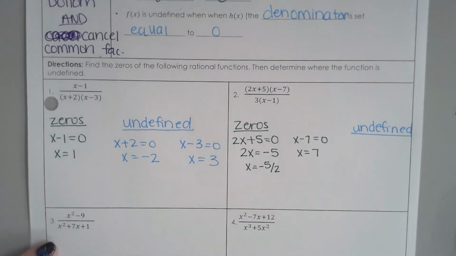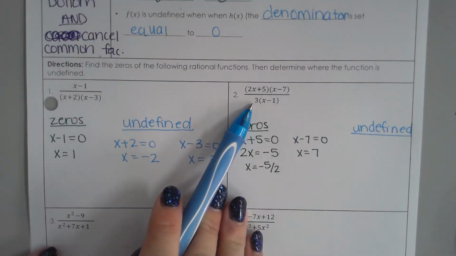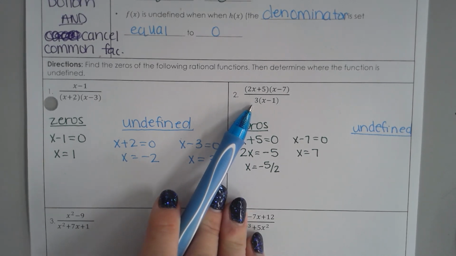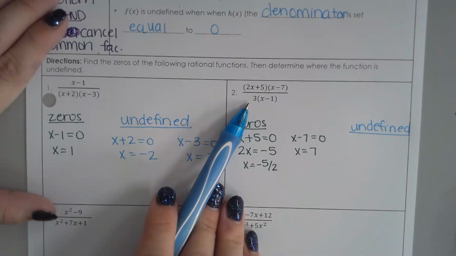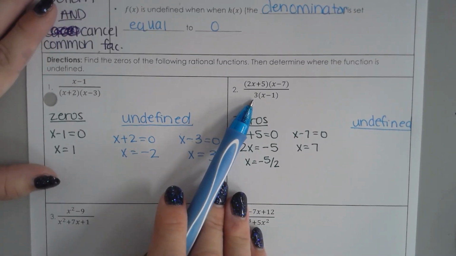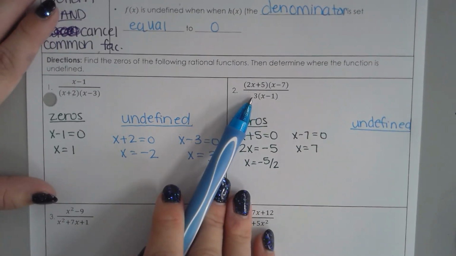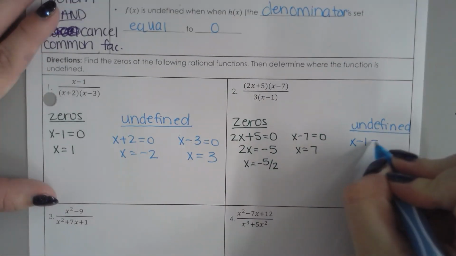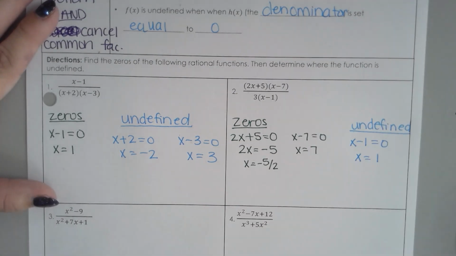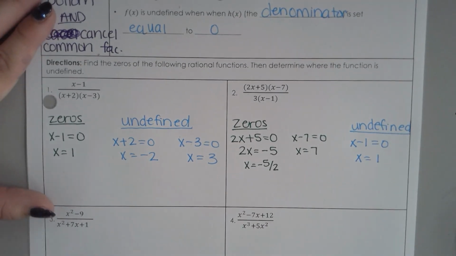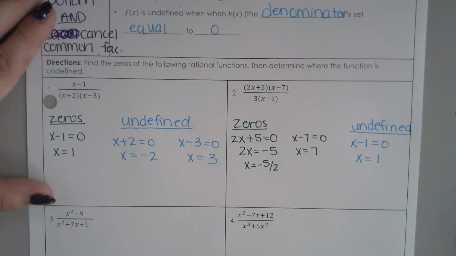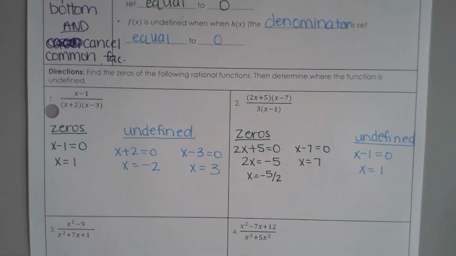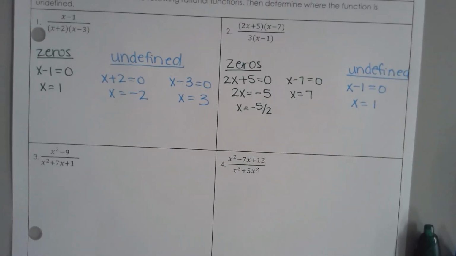And then undefined. The 3, you don't have to set that equal to 0. If I had a 3x on the outside, that would be different. But just a plain number, you don't set equal to 0. Only what has the x. So all I do is x minus 1 equals 0. Any questions? Again, this is going to be just more memorization.